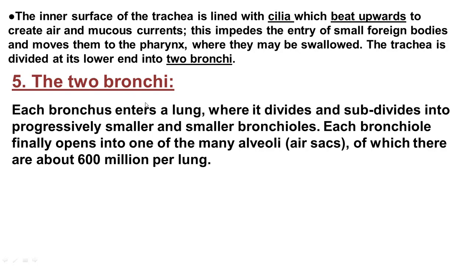Number 5, 2 bronchi, so the trachea is divided into 2 bronchi. Each bronchus enters the lung, where it divides and subdivides into smaller and smaller bronchioles. Each bronchiole finally opens into one of the many alveoli, or air sacs. Finally, each lung contains about 600 million alveoli, or air sacs, per lung.